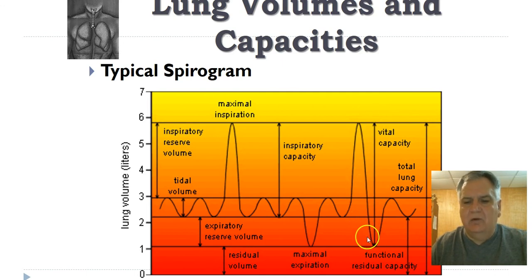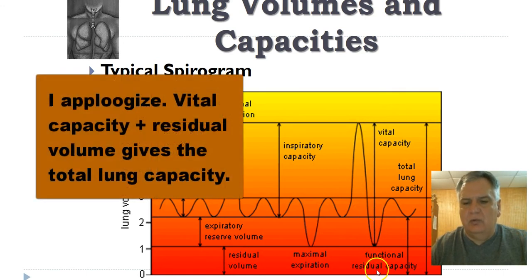Now, if we take the vital capacity and add to that the residual volume, we get the total lung capacity of our lungs, the total amount of air that our lungs can hold.